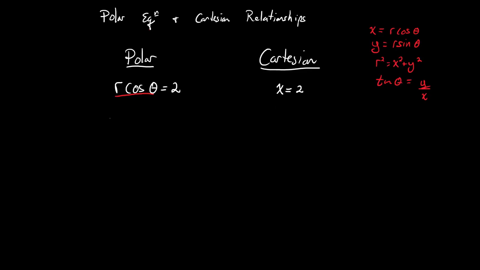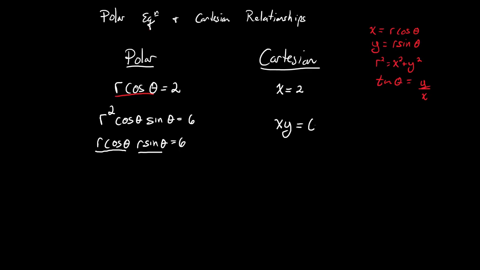Let's say, for example, we wanted to look at r squared cosine theta times sine of theta equaling 6. This is the same thing as me saying r cosine theta times r sine of theta equaling 6. All I do is split up that r squared. And we know r cosine theta equals x and r sine of theta equals y. So this is the same thing as me saying x times y equals 6, or we could say that y equals 6 over x. And those are going to graph the exact same way. So I'm just going to show you. So this one goes to this guy. These two are this guy.